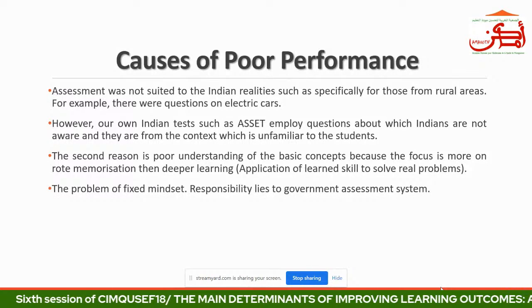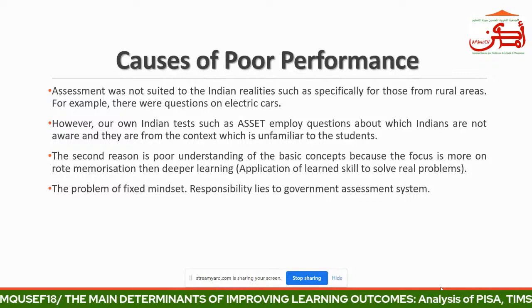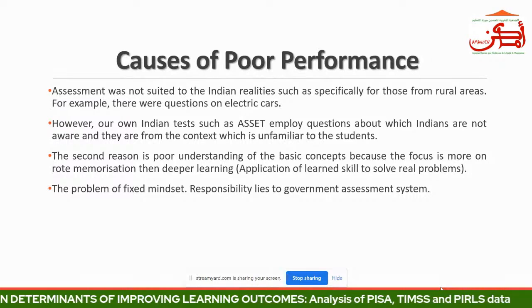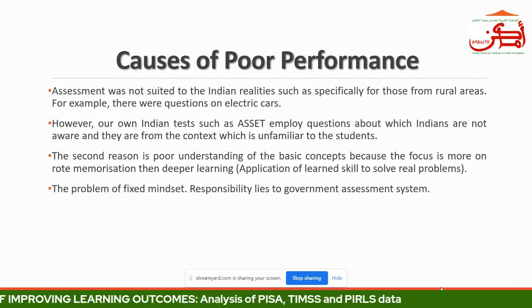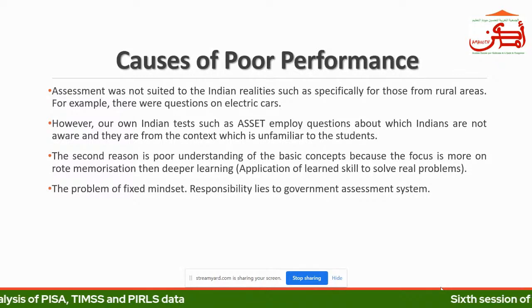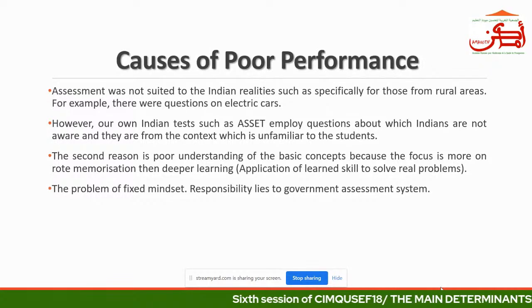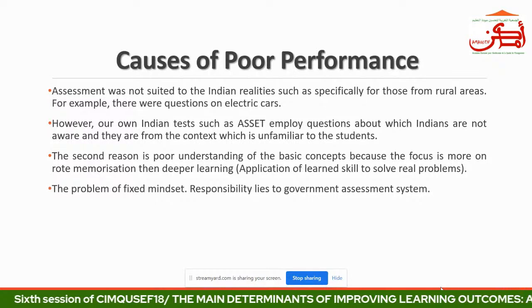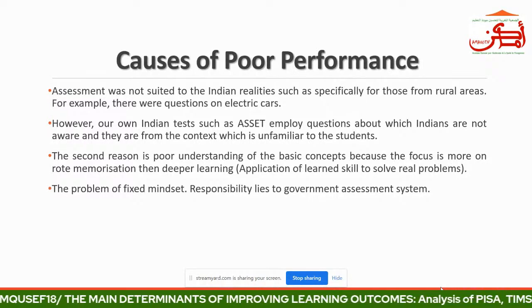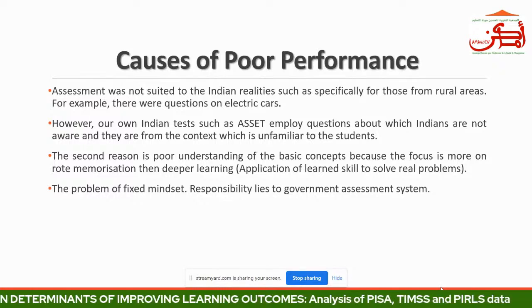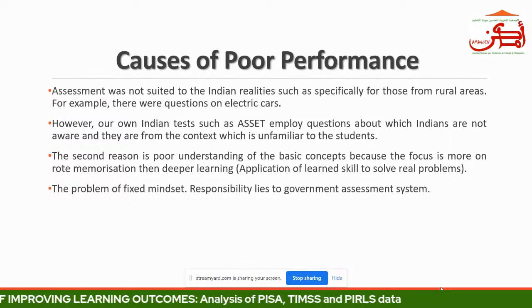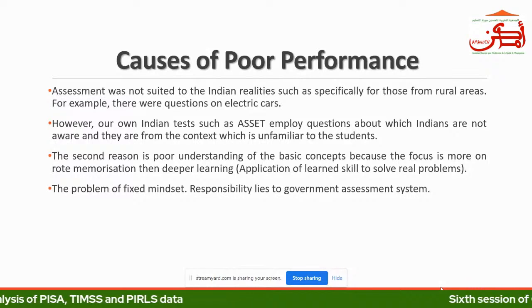So the next cause of the poor performance is the fixed mindset, because here the mindset of the teachers was fixed. They feel that the questions which were asked in PISA were out of syllabus. The question which I showed you in the presentation was a very simple question, and that was checking the general awareness of the students. So the problem is about the mindset also, and the problem is with the assessment system also. So the system should be changed, and it should ask questions which also check students' general awareness about the surroundings.